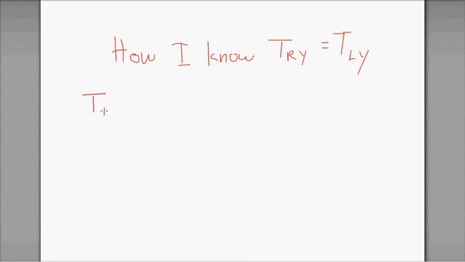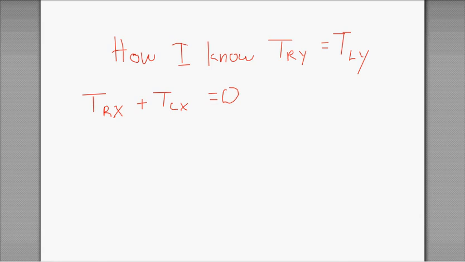Okay, so right now I'm going to talk about how I know that TRY equals TLY. Okay, now let's go back and I want to look at all my formulas in the x direction first. TRX plus TLX equals 0. And that's, remember, all the forces in the x direction add up to 0.